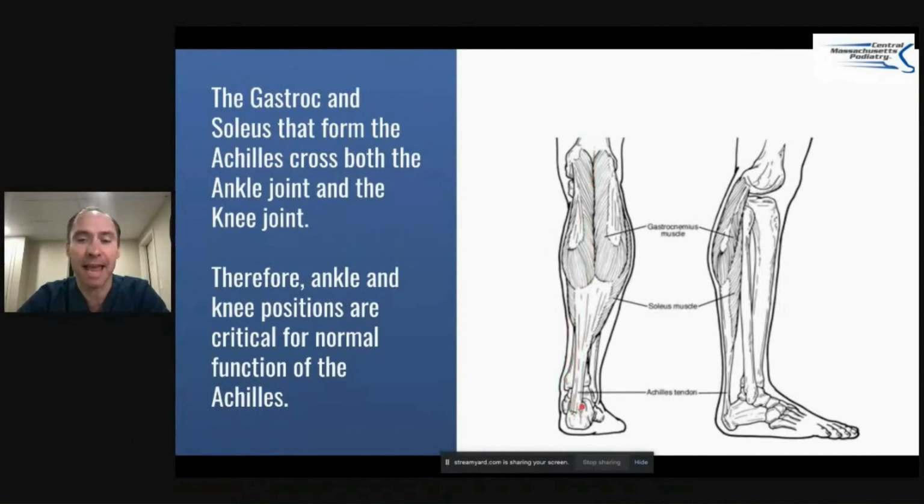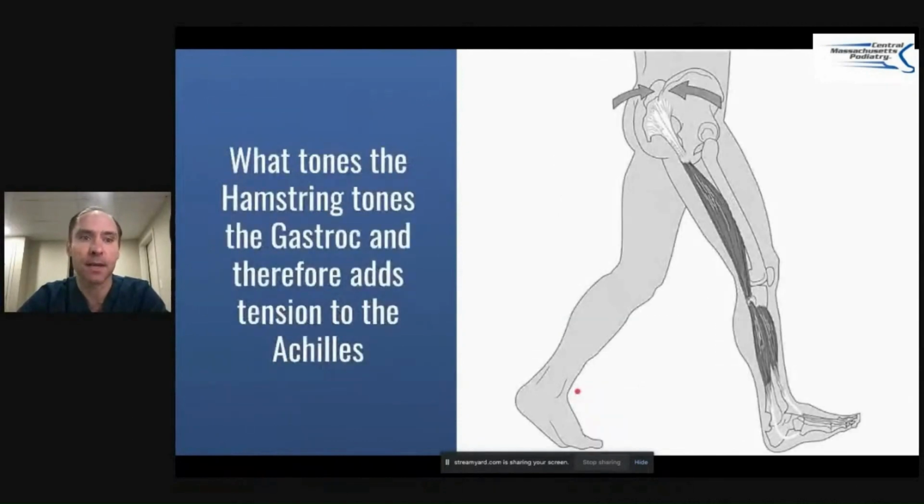So if these ankle positions are off, if you're flattening in quite a bit, or if your knee is going in, this can really affect the Achilles tendon. And also you have here the hamstring, which tones the gastroc and therefore adds tension to the Achilles. So if you're tight up here and even up here in the core, that's going to be really important.